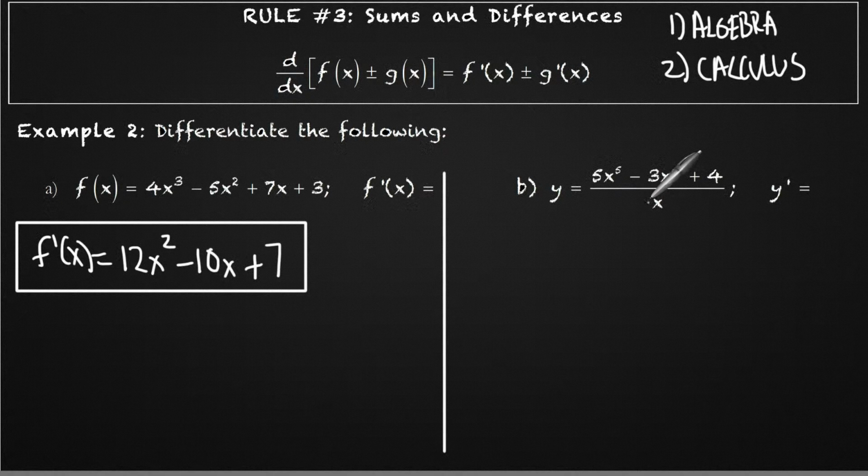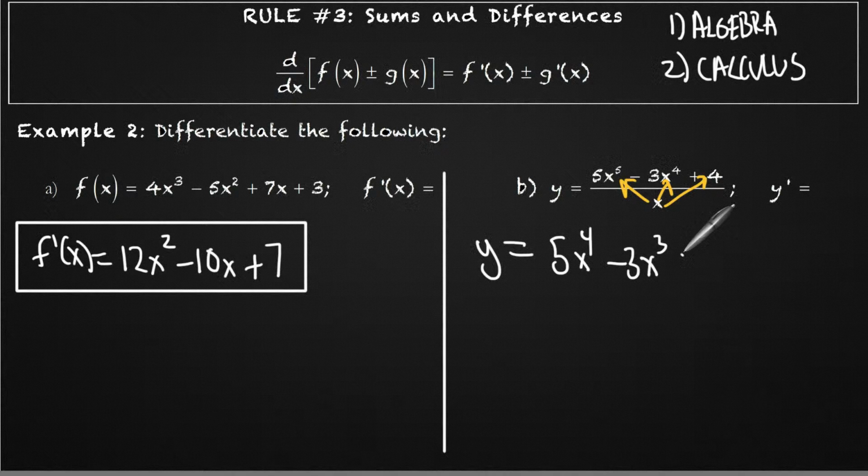What you want to do here is recognize that you can divide this x into all three parts of the numerator. When you do that, you will be rewriting y as 5x to the 4th minus 3x cubed plus 4 divided by x. I'm going to rewrite this last one as 4 times x to the negative 1, so let me erase that and write it as 4x to the negative 1.